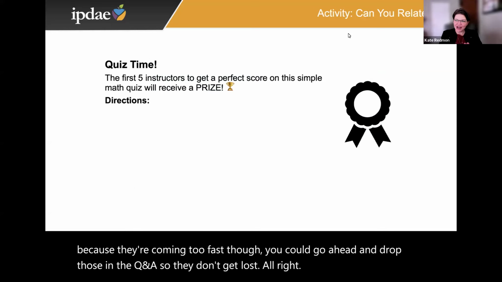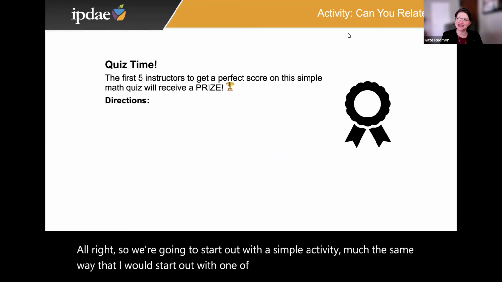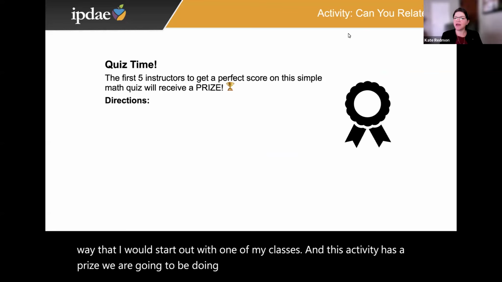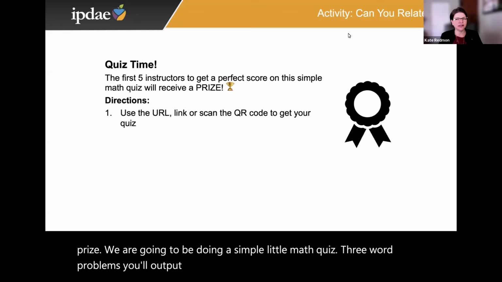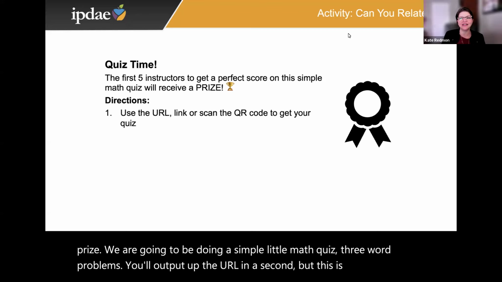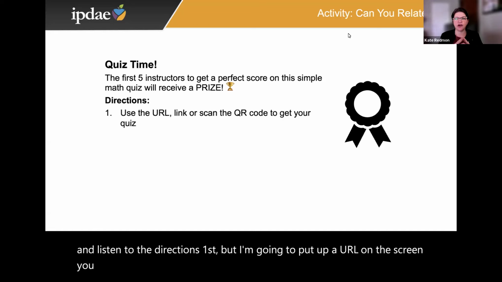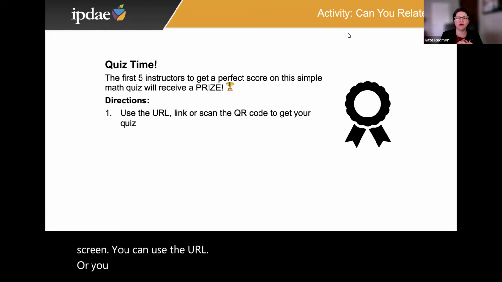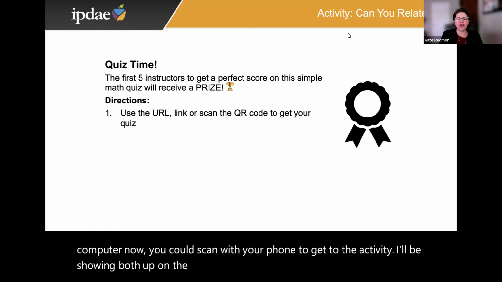All right, so we're going to start out with a simple activity, much the same way that I would start out with one of my classes. And this activity has a prize. We are going to be doing a simple little math quiz, 3 word problems. I'll put up the URL in a second, but this is timed, so hold on and listen to the directions first. I'm going to put up a URL on the screen. You can use the URL or you can scan a QR code with another device. So if you're on your computer now, you could scan with your phone to get to the activity. I'll be showing both up on the screen. So 2 ways to get to the activity.